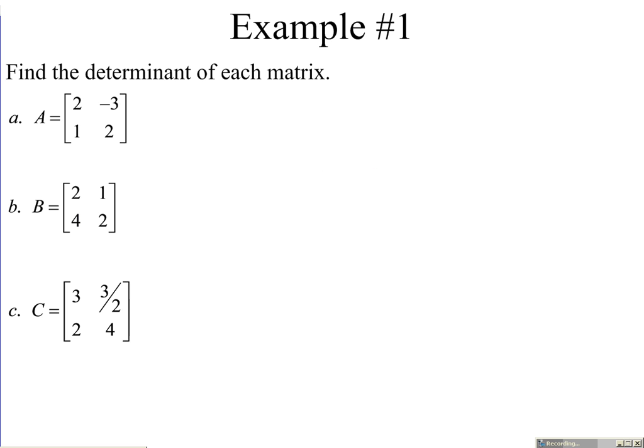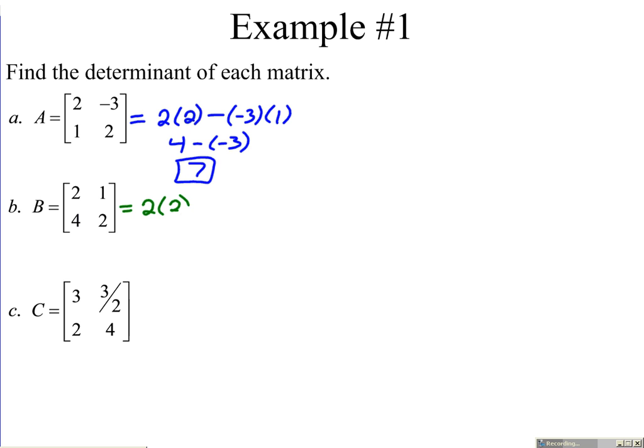Example 1 here, find the determinant of each matrix. To find the determinant of matrix A here, I multiply down this first diagonal, 2 times 2. Always subtract the diagonal coming back. That product is -3 times 1. So we get 4 minus a -3, which is 7. Letter B, multiply down the diagonal, 2 times 2 minus 4 times 1. We get 4 minus 4, which is 0. So the value of the determinant would be 0.